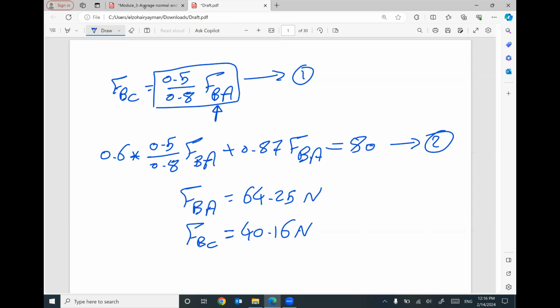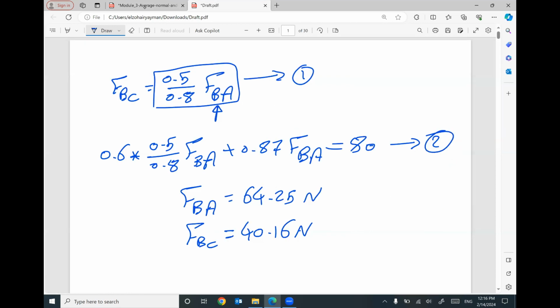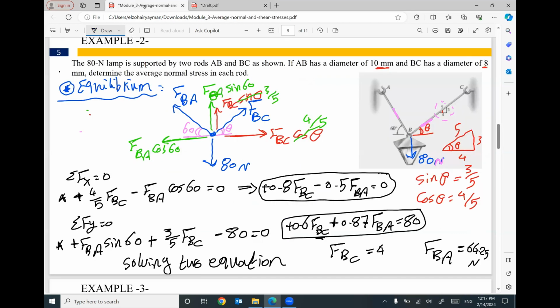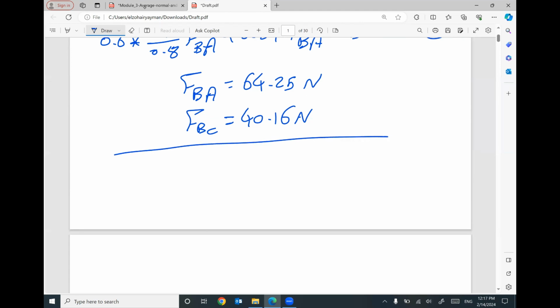So FBA is 64.25 Newton. FBC equals 40.16 Newton. Now I can figure out the axial stress. Keep in your mind the stress sigma equals the force divided by the area. I already found the force for each member.